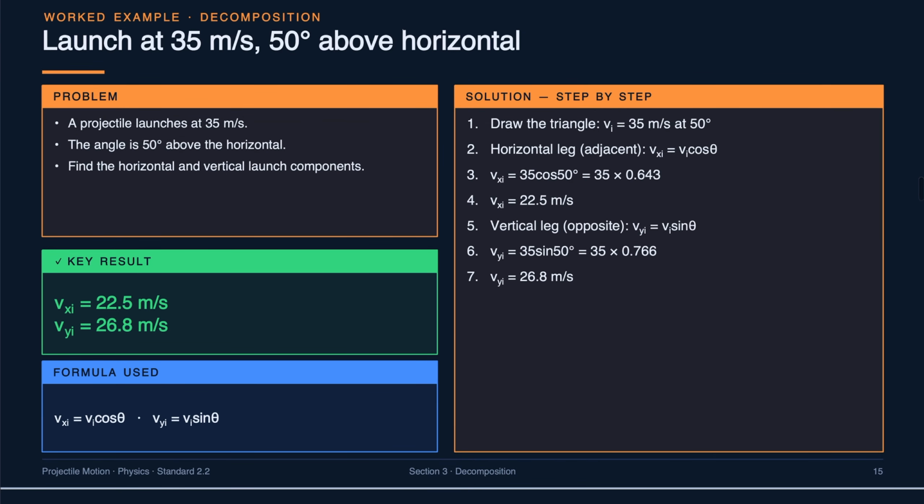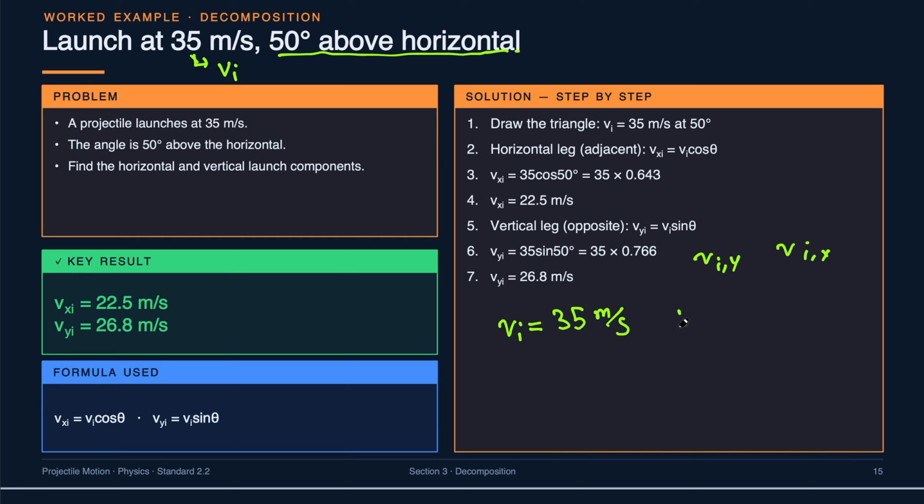So for example, if we had a projectile that was launched at 35 meters per second at 50 degrees above the horizontal. What does it tell you if it was launched at 35 meters per second? Well, that's the first velocity, or in other words, velocity initial. Okay, so I know velocity initial is 35 meters per second. And I want to decompose this into velocity initial y and velocity initial x.